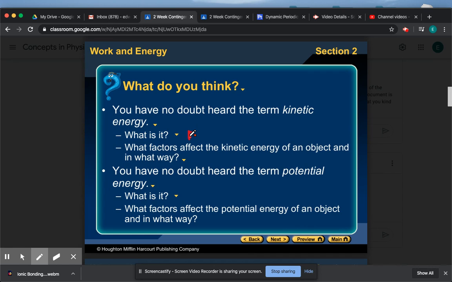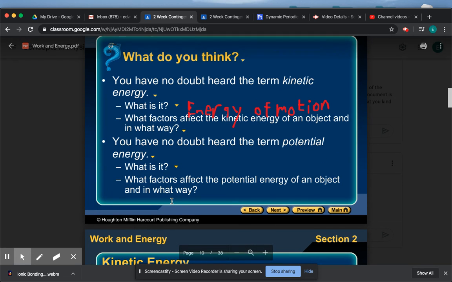Okay, so anything rolling, vertical or horizontal translation. This is energy. Spelling is horrendous. Energy of motion. Okay, so that's what kinetic energy is. And then you have potential energy. Potential energy is stored energy. Okay, so potential energy is stored energy, and it can be stored in a number of ways.